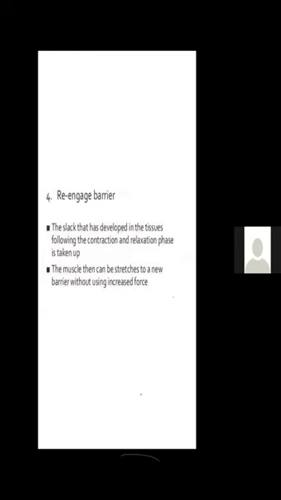Talking about muscle relaxation. After this 7 to 10 seconds of isometric contraction, you should give enough time for the muscle to relax. That is, the patient should fully relax for several seconds with the stretch maintained for 10 seconds. Advise the patient to take a deep exhalation to assess relaxation. Further, re-engage the barrier. Again, you need to remove the slack that has developed in the tissues.